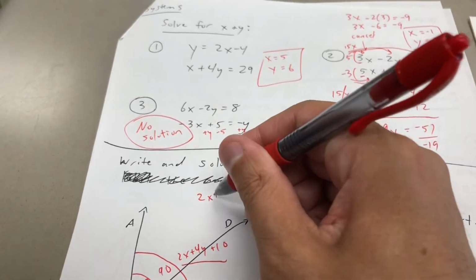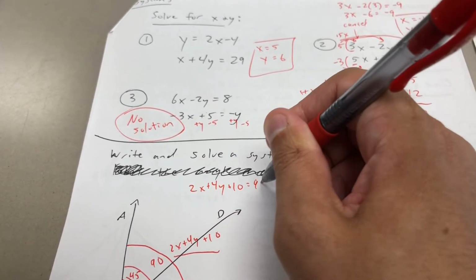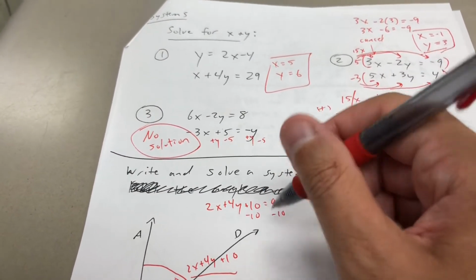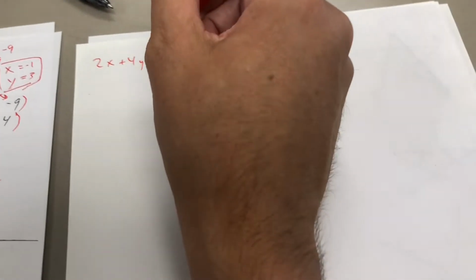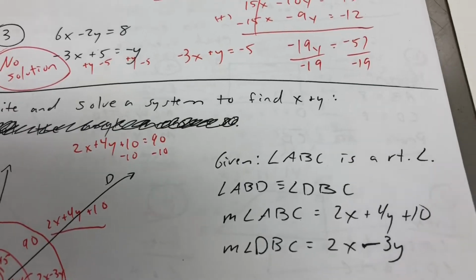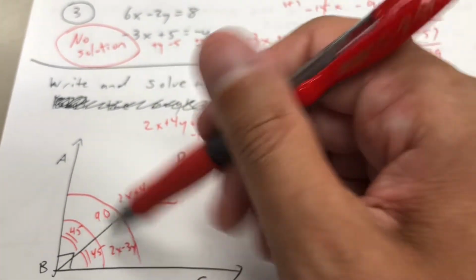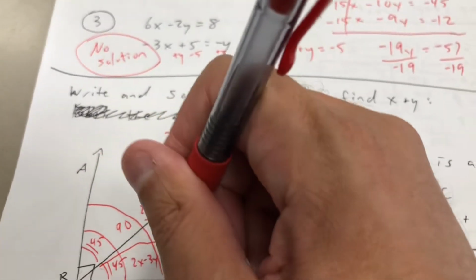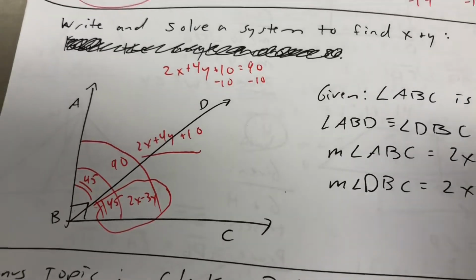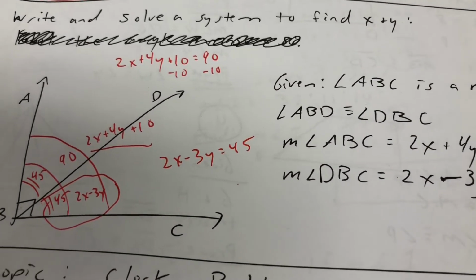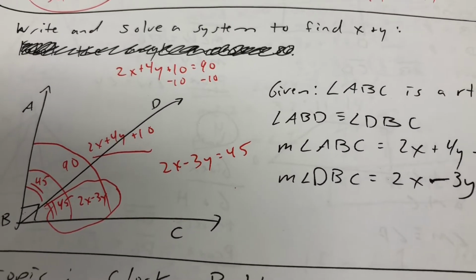So in other words, 2x plus 4y plus 10 is going to be 90. I would get the 10 to the other side, and that'll end up being 2x plus 4y is equal to 80. That's one of my equations. And then we're going to come back here. Now, you could label both of these angles as 2x minus 3y, and you could say that 4x minus 6y is also equal to 90. But because I knew that the little angles were 45, that means that 2x minus 3y is going to be 45, and I would just use that as my second equation. That can be pretty straightforward.